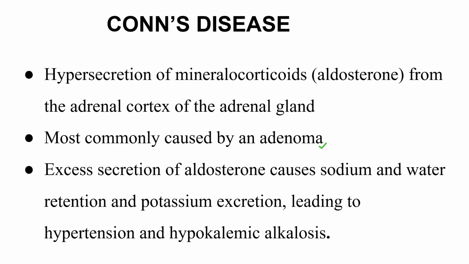All we'll be talking about, since both Addison disease and Cushing disease had to do with glucocorticoid abnormality, either hypo or hyper. Hypo for Addison disease, hyper for Cushing disease. But for Conn's disease, basically, it has to do with hypersecretion of mineralocorticoids from the adrenal cortex, most commonly caused by adenoma, that's a tumor of the adrenal gland.